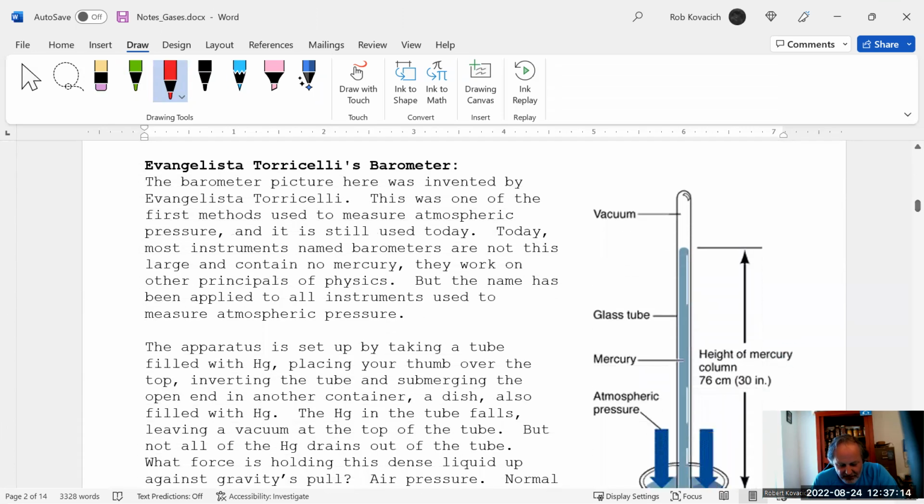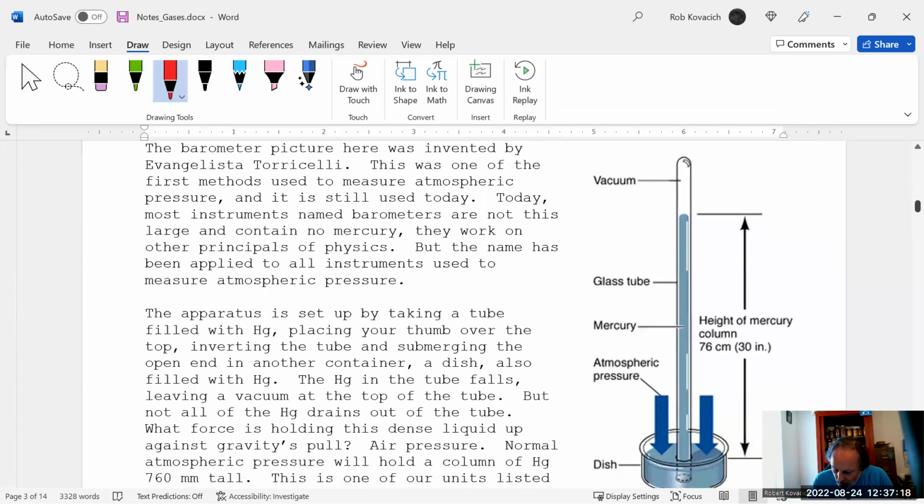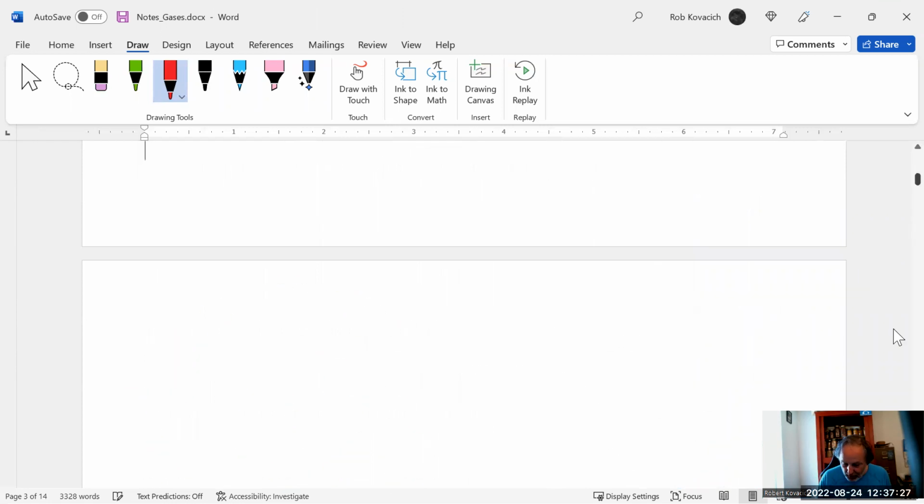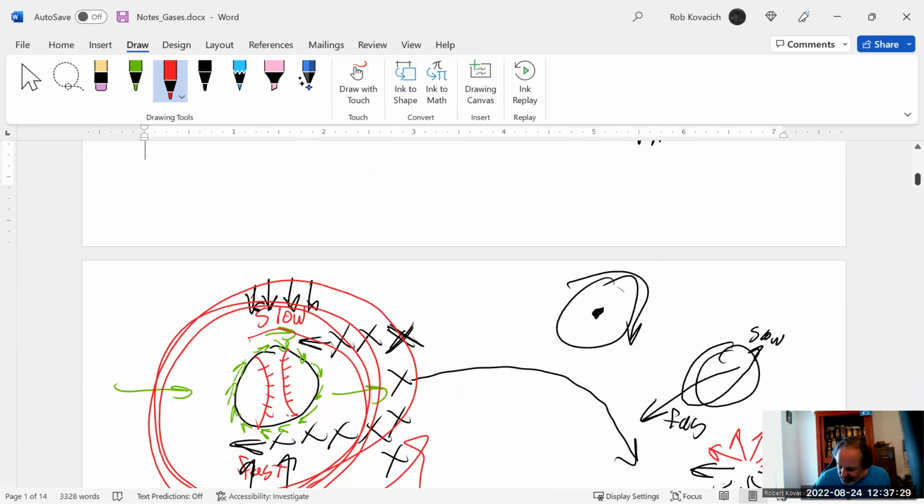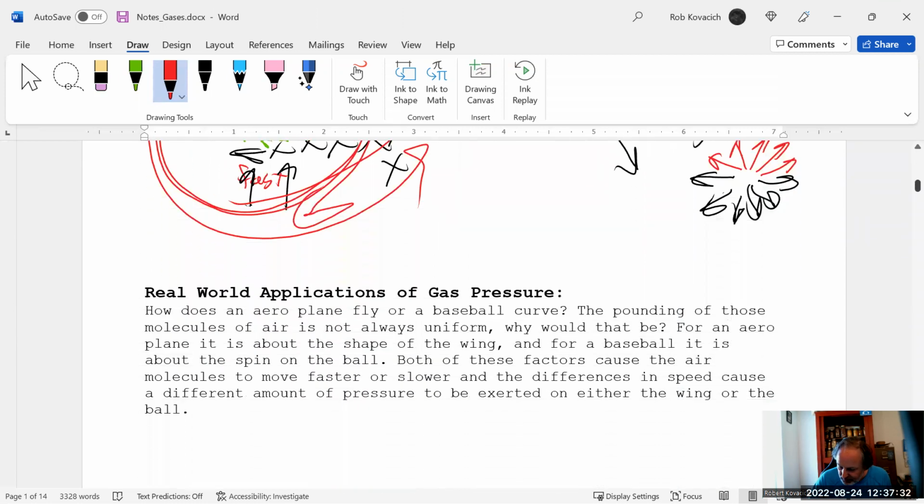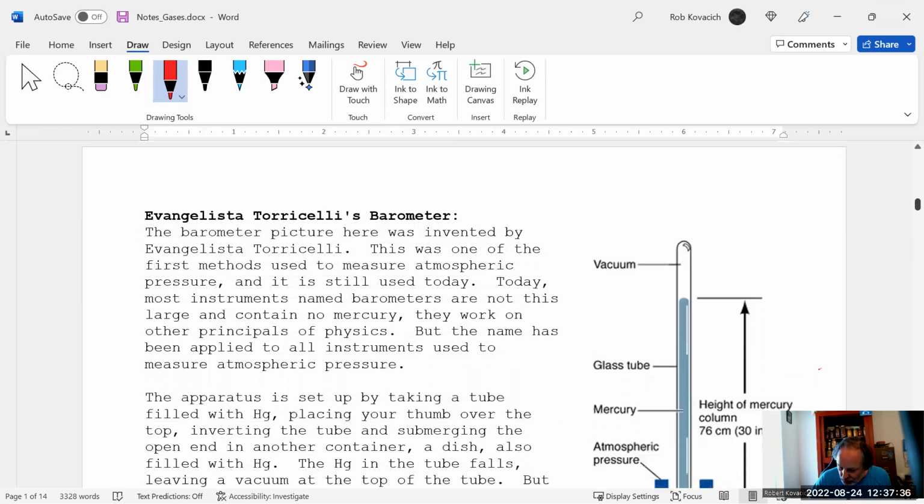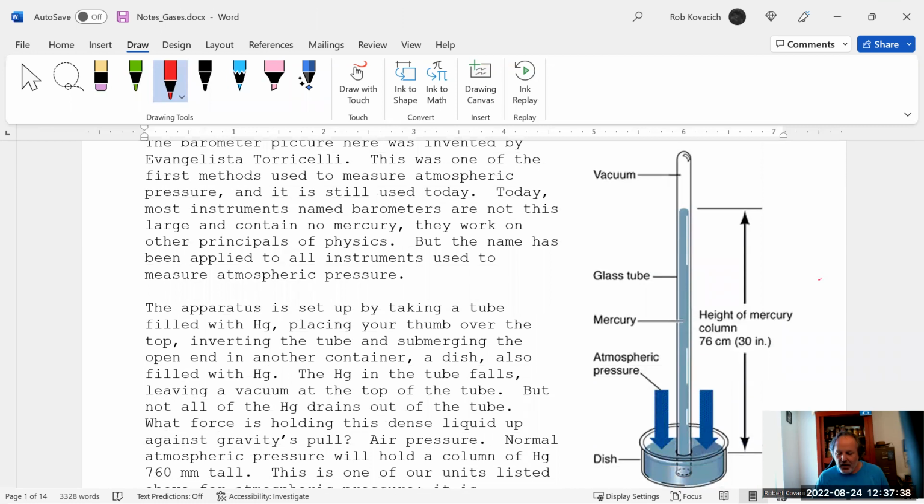Okay. Let's talk about Evangelista Torricelli's barometer. So this is his barometer here on the right. What we've got is a tube, and this tube is a glass tube. It looks like a really tall, skinny test tube. And he fills the test tube all the way up to the top with mercury.